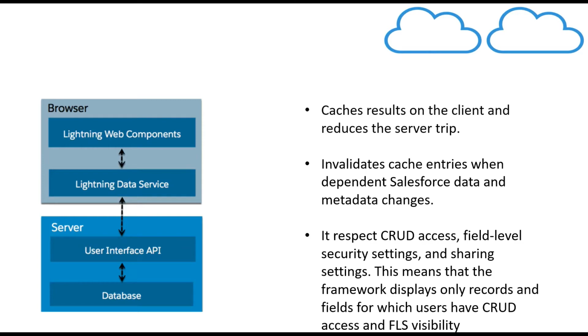So how does Lightning Data Service work? Lightning Data Service is built on top of the User Interface API. This User Interface API is used by Salesforce to build the Lightning experience and to host Salesforce on mobile devices like Android and iOS. Also, Lightning Data Service caches the results on the client and thus reduces server trips. It invalidates the cache entries whenever the dependent Salesforce data or metadata changes in one of the components. Also, Lightning Data Service respects the CRUD access, field level security, and sharing settings for a particular user.